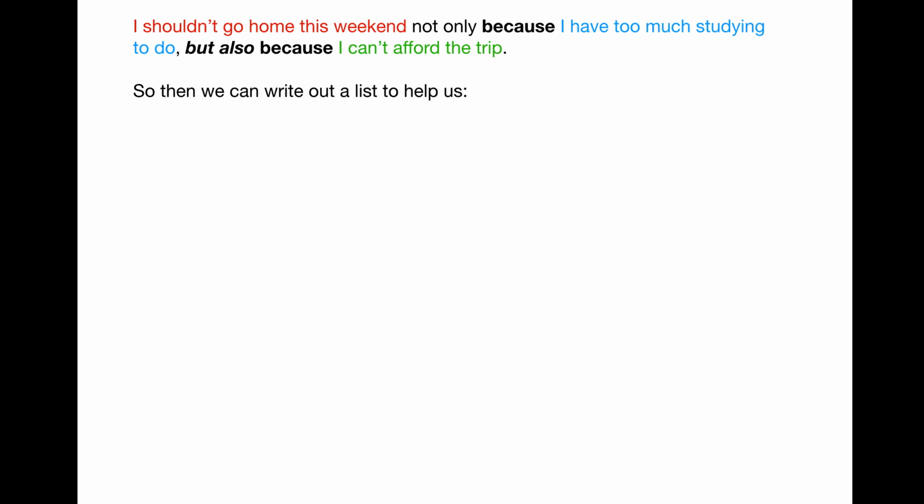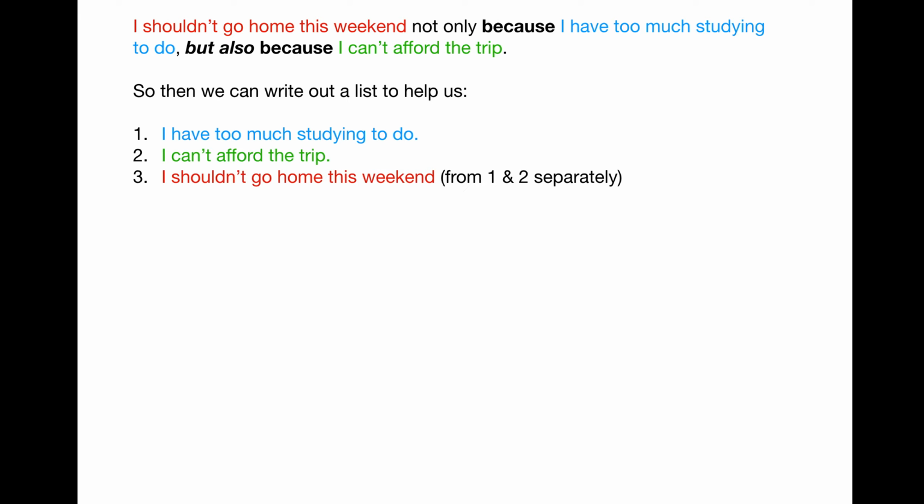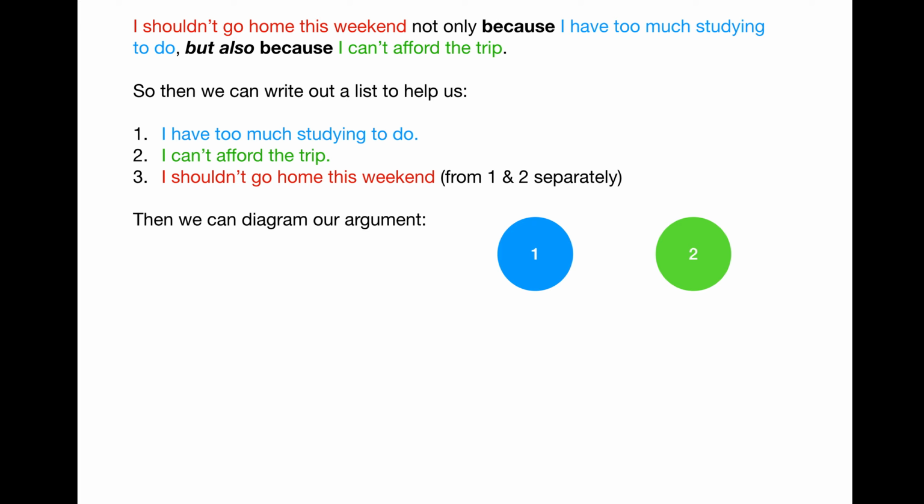So then we want to write out our list, right? I have too much studying to do. It's our first reason. I can't afford the trip. That's our second reason. And then our conclusion from 1 and 2 separately. So our 3, 1 can bring us to 3, or 2 can bring us to 3 on their own, okay? And then we take that and we want to make our diagram. So we have our 1 circle for our premise, I have too much studying to do. We have our 2 circle, I can't afford the trip. And then we have our conclusion, which I make a little rounded square for conclusions, okay?